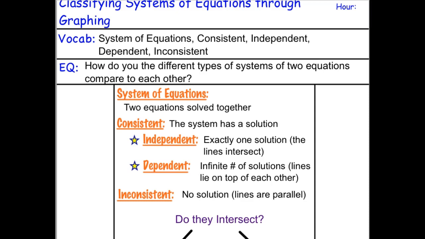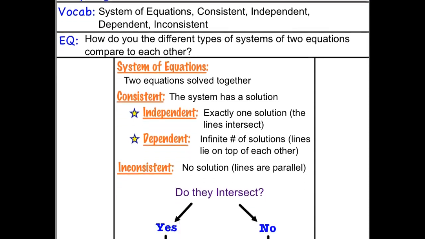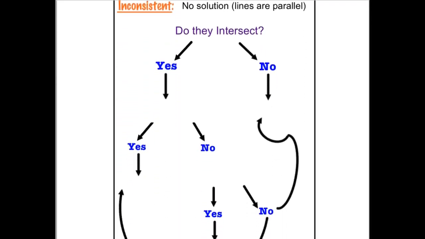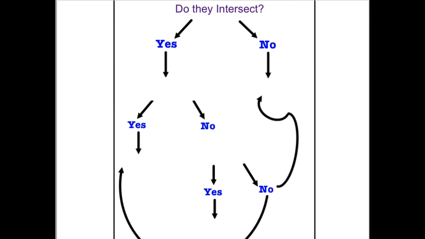The lines are parallel. We call it inconsistent because it's inconsistent that they could work together, because they don't ever touch or meet with each other. But before we make your head spin, we came up with a simpler way of looking at this: a flow chart. The first thing you want to do is ask yourself, do they intersect? Well, yes or no. If yes, it's consistent.